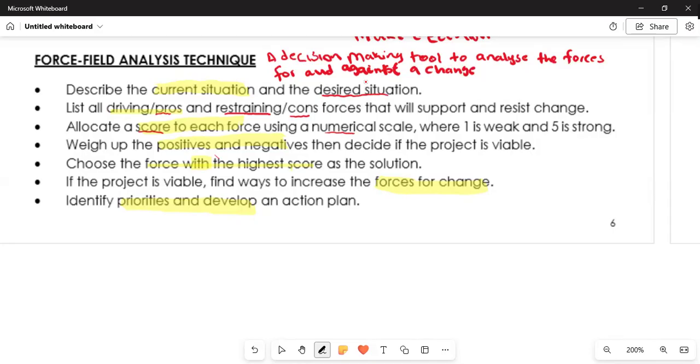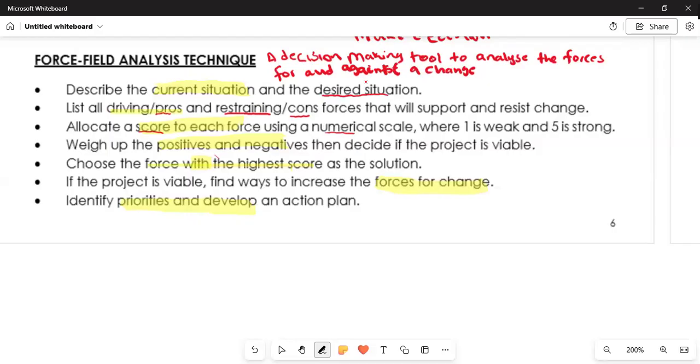Now we are to take a decision. Since positives outweigh negatives, the project is viable. That is why we say choose the force with the highest score as the solution. The force that has the highest score is the driving force, because it scores more than restraining. So we are going to go with the driving force. If the project is viable, find ways to increase the forces for change.